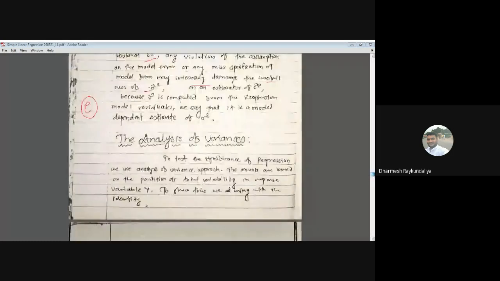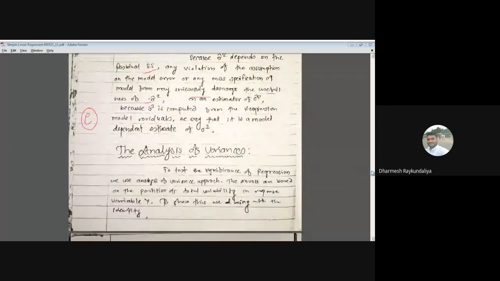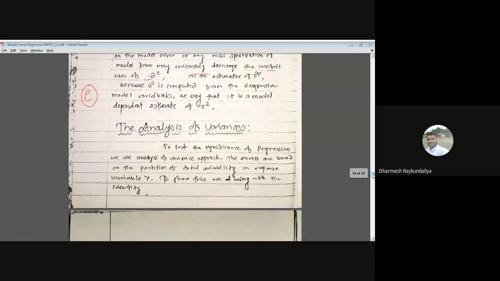After doing that, our next target is that we wish to go for the testing of hypothesis, that is, whether beta 0 and beta 1 are simultaneously 0 or not. For that we require the analysis of variance. So we will talk about that.